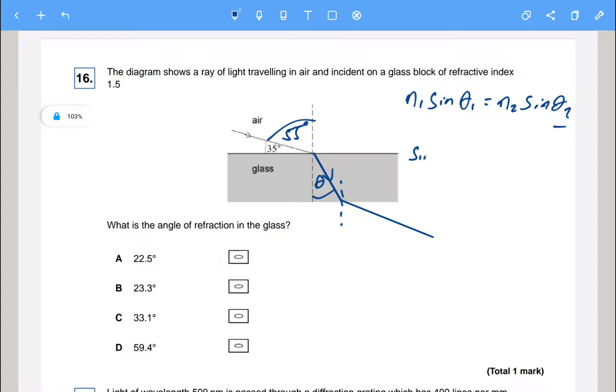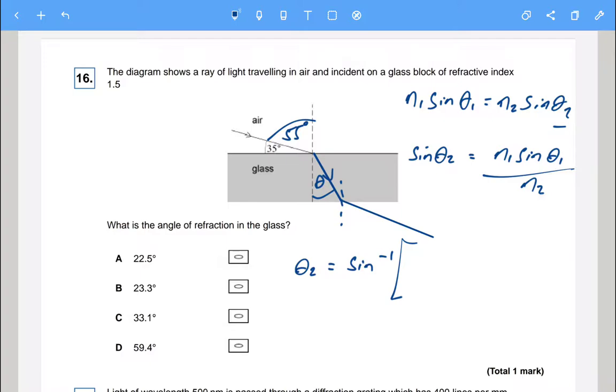So sine theta 2 would be equal to n1 sine theta 1 divided by n2. You could do that and then just do inverse sine to finish off. Or we could write it properly. So it's inverse sine of n1 sine theta 1 divided by n2.